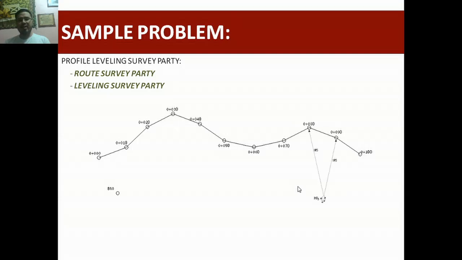Intermediate foresight at 0+080, 090, 100, 120, and so on. So that is the procedure on how to do a profile leveling survey.